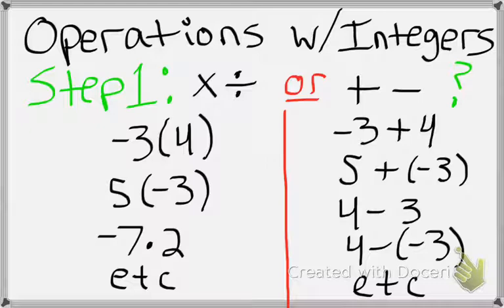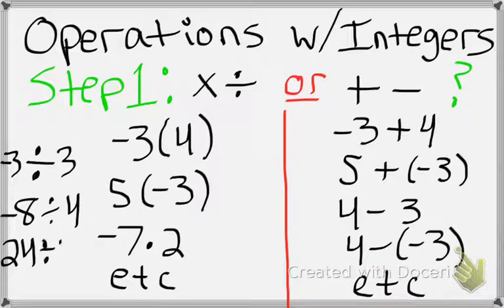And you'll notice if it's multiplying or dividing, it's a giveaway if it's something touching a parentheses. It's a giveaway if it's dividing, because you will see the division sign somewhere in the problem. So look carefully. If you see -3 divided by 3, or -8 divided by 4, or 24 divided by -6, that means it's not 24 minus 6, it's saying 24 divided by -6. So your key is looking for that division sign. So make sure you know if it's multiplying or dividing.